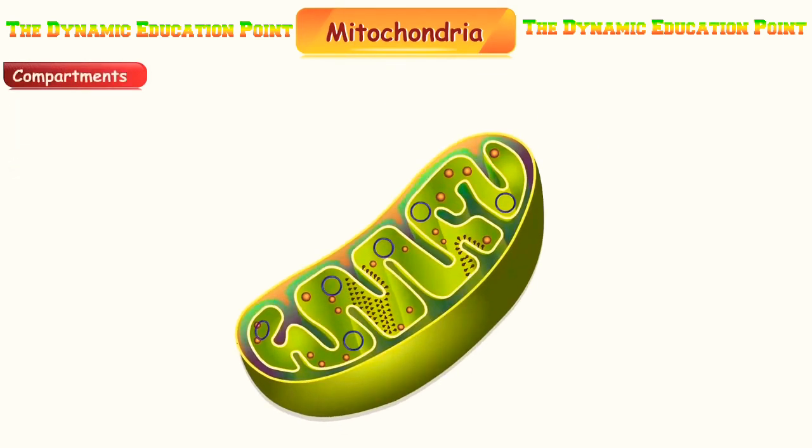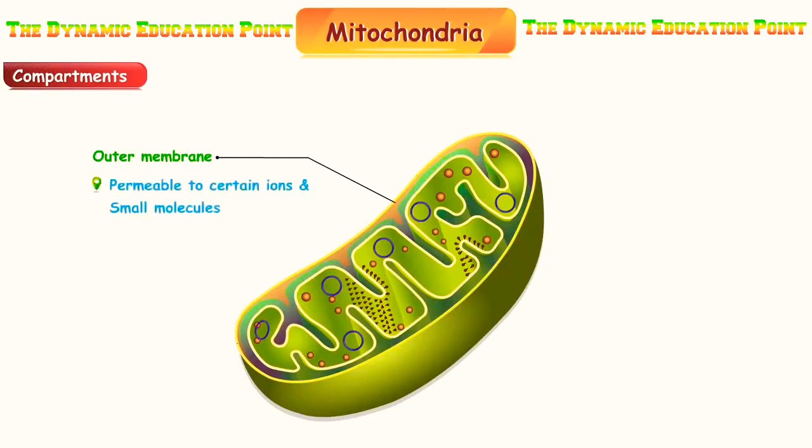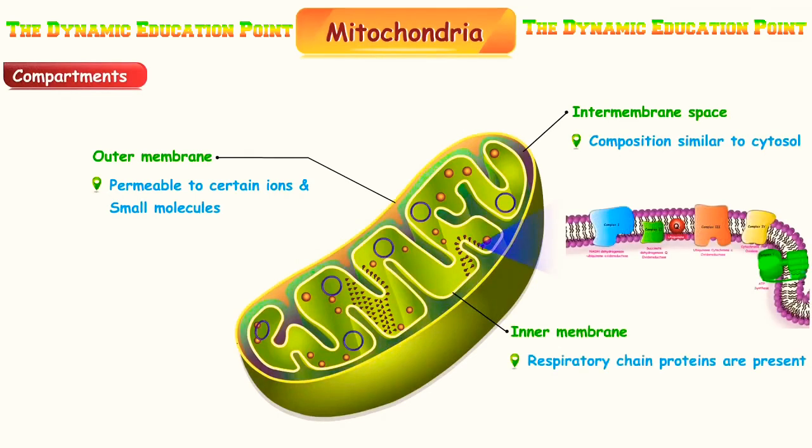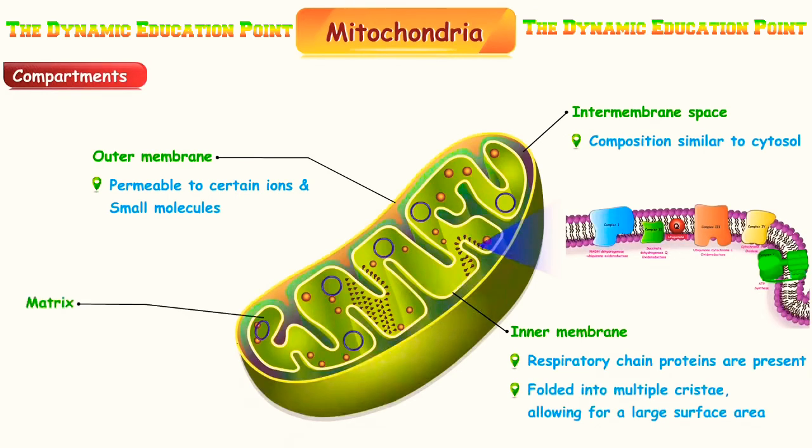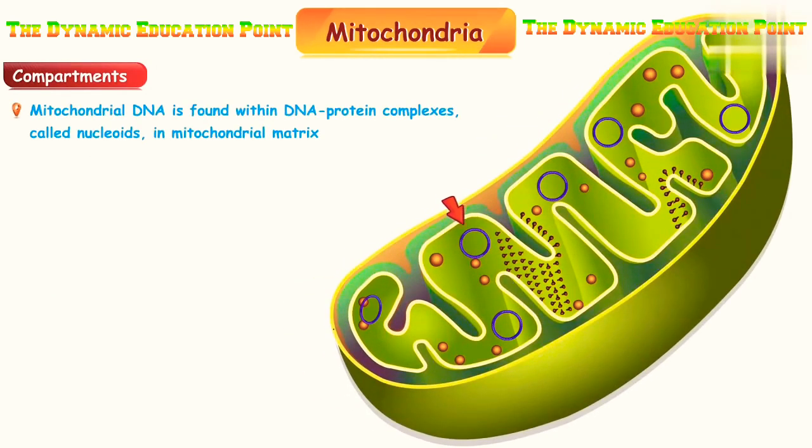Now let's look at some mitochondrial compartments. Mitochondria have 4 main compartments: the outer membrane, which is permeable to certain ions and small molecules; the intermembrane space, which has a composition similar to that of cytosol; the inner membrane, in which respiratory chain proteins are found. By the way, the inner membrane is folded into multiple cristae, allowing for large surface areas. And the matrix, or the inner part of the mitochondrion, where most of the metabolic reactions take place. The mitochondrial DNA is found within DNA-protein complexes, called nucleoids, in the mitochondrial matrix.